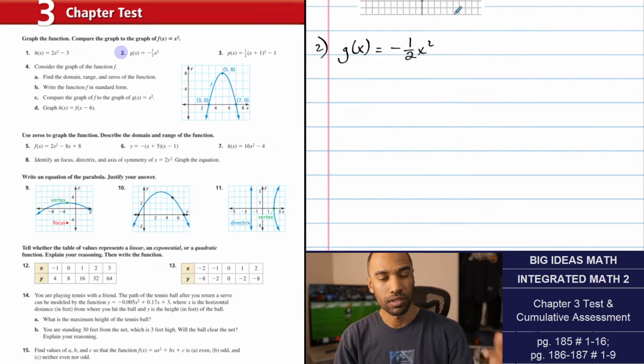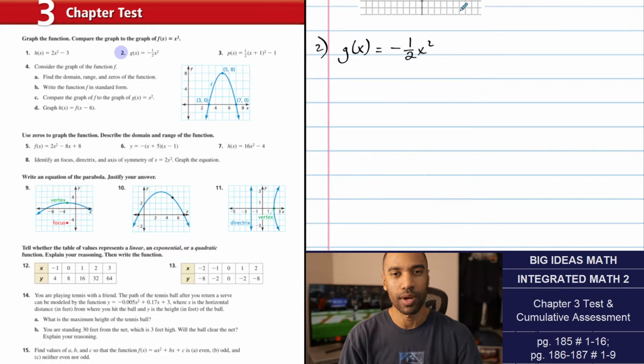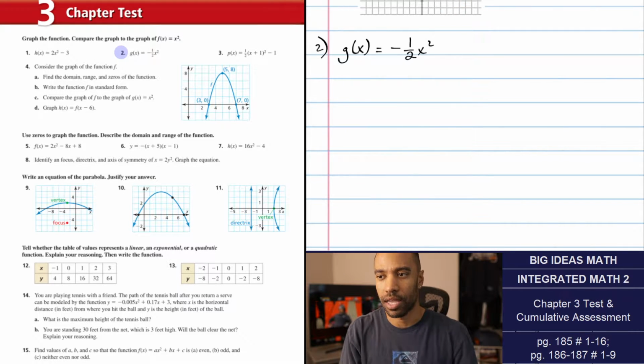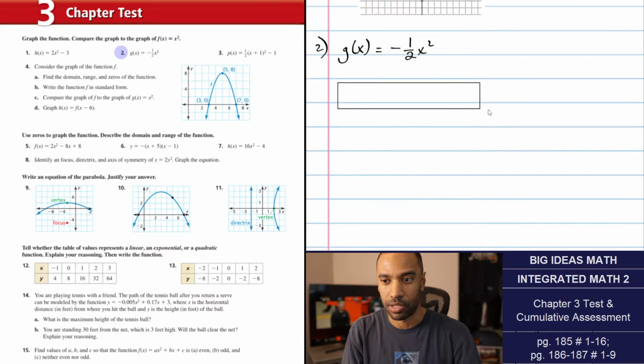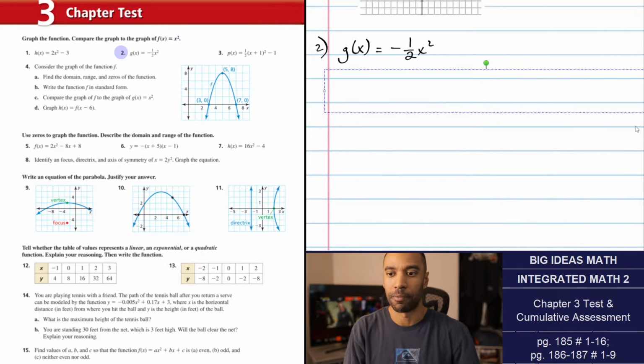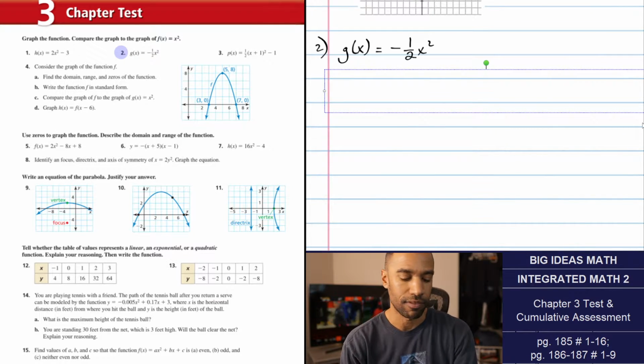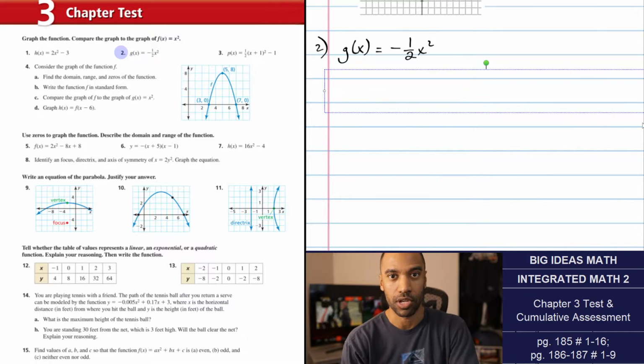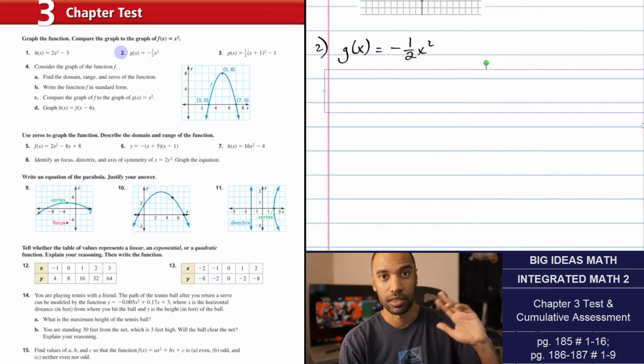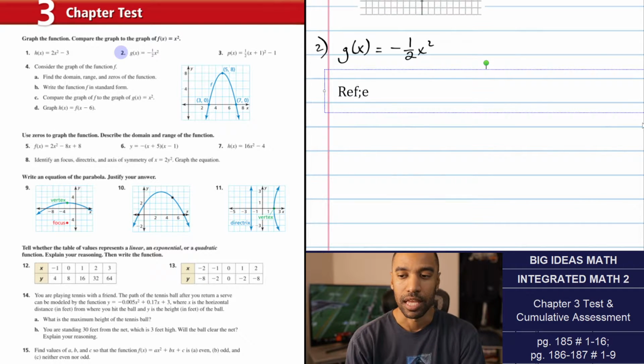So, no k value or c value, no translations this time. There are vertical components that are affected here, however. The first one is dealing with the negative itself. That's what's going to make your y values opposite of what they would have been. You take 1/2 x squared, then you make them negative. You change their signs. That's called a reflection.